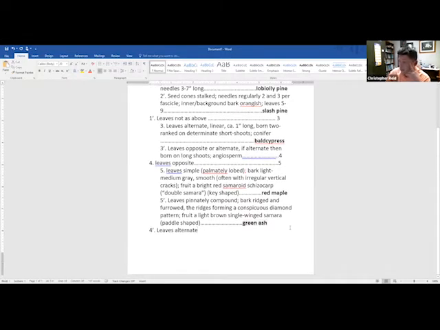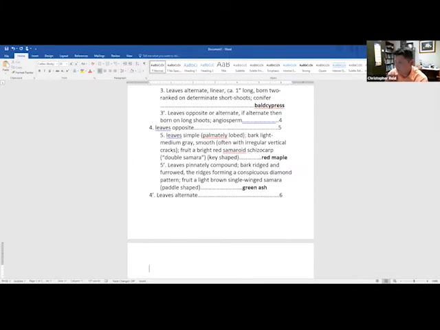Okay, leaves alternate. All right, so that's going to send us to number 6. Let's go to a different page. So 6, alternate leaf taxa. So stop sharing, share the incomplete matrix here.